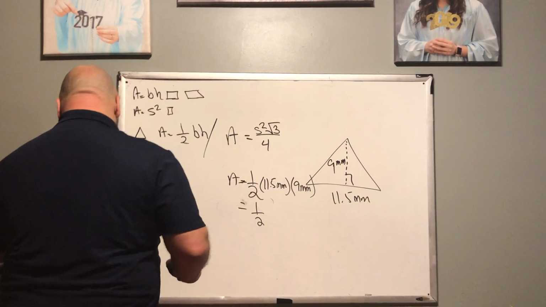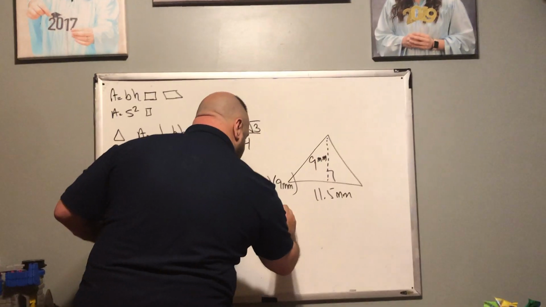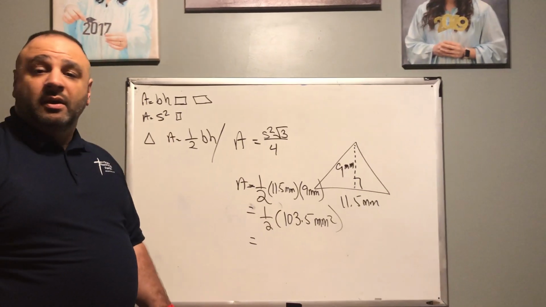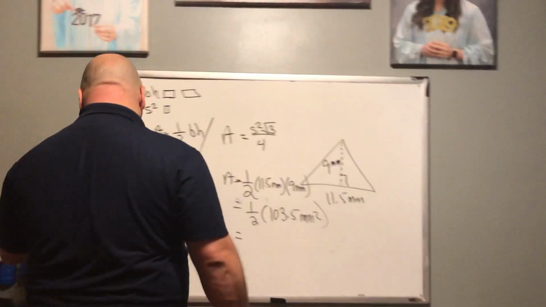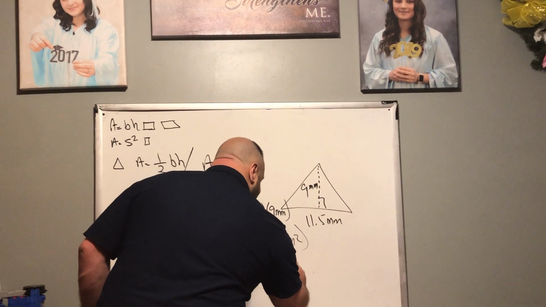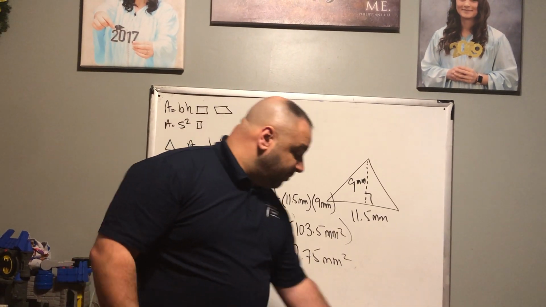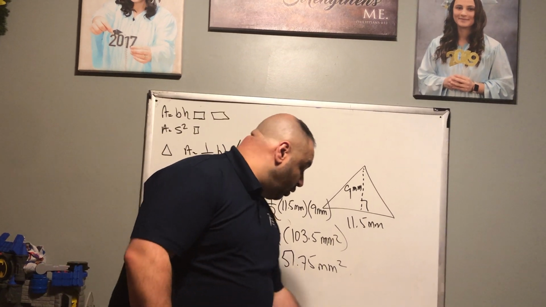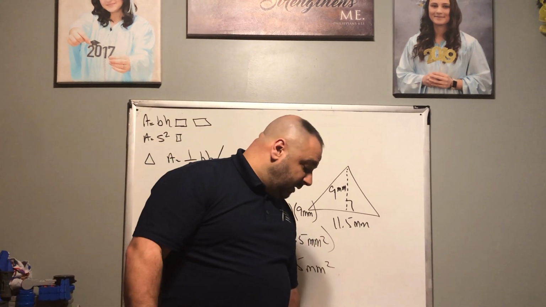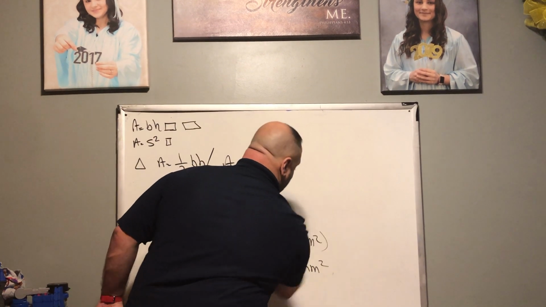1/2 times, again, get your calculator out, 11.5 times 9 millimeters is 103.5 millimeters squared. All right, times 0.5, 103.5 times 0.5 is 51.75 millimeters squared. I don't know if you have any questions, but pretty straightforward, pretty simple. Let's just do a couple problems on the back end here. We'll do 11, and then we're going to do a couple special cases. I want to see how you do a couple of special cases with the equilateral triangle, all right?